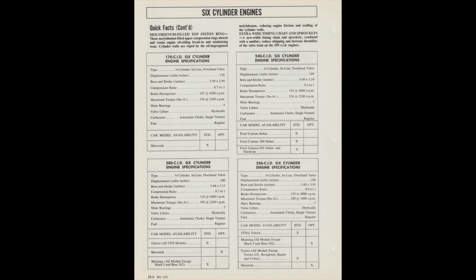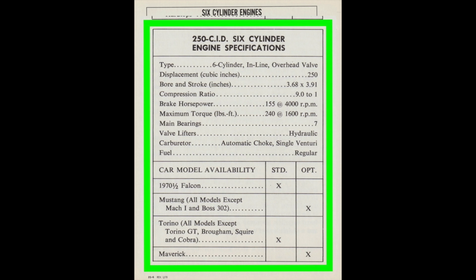Page H4 of the Power Teams section of the 1970 Ford Carfax book has a box in the bottom right-hand corner that contains details about the 251-barrel inline-six engine. We'll review this data momentarily when going through the table I created.